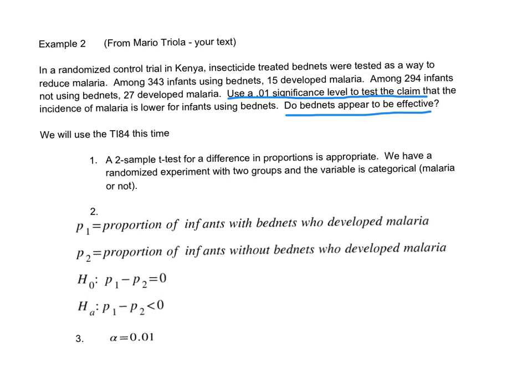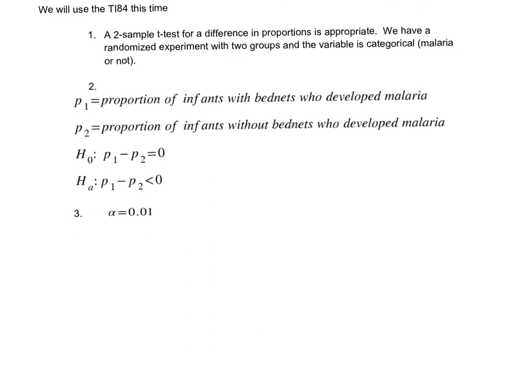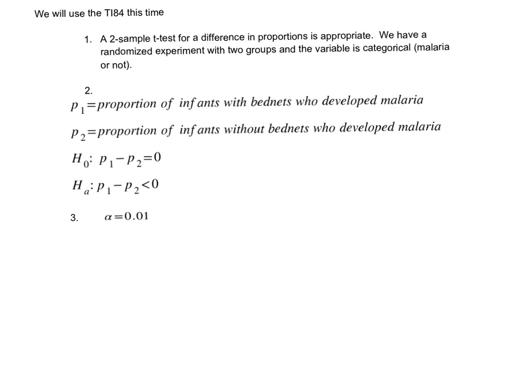Okay, important to state the parameters. Parameter 1, or P1, is the proportion of infants who used bed nets and developed malaria. Proportion 2 is the proportion of infants who did not use bed nets and developed malaria. We state our null and our alternative hypothesis. As is typically the case with a difference of two proportions, the null hypothesis is that there is no difference in the two proportions. We assume that truth to start.